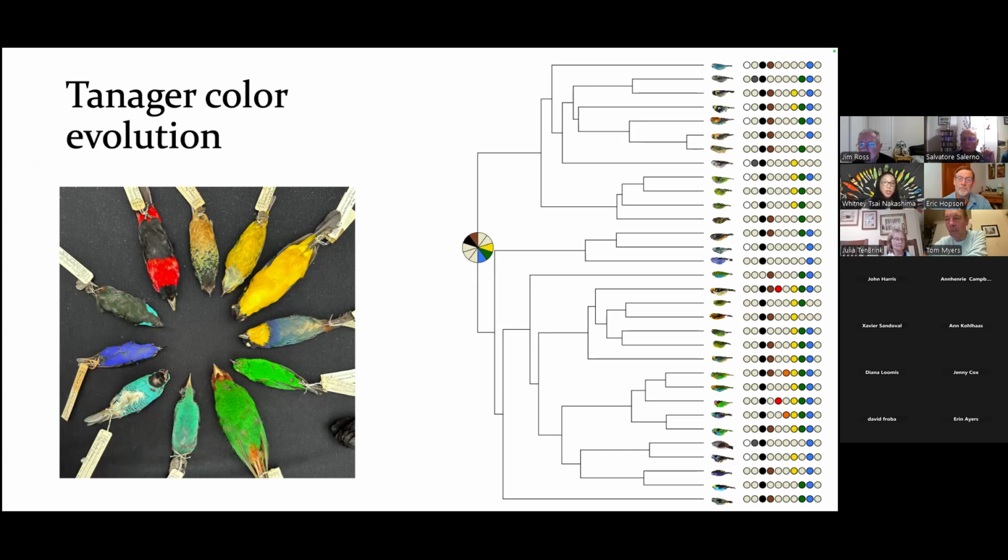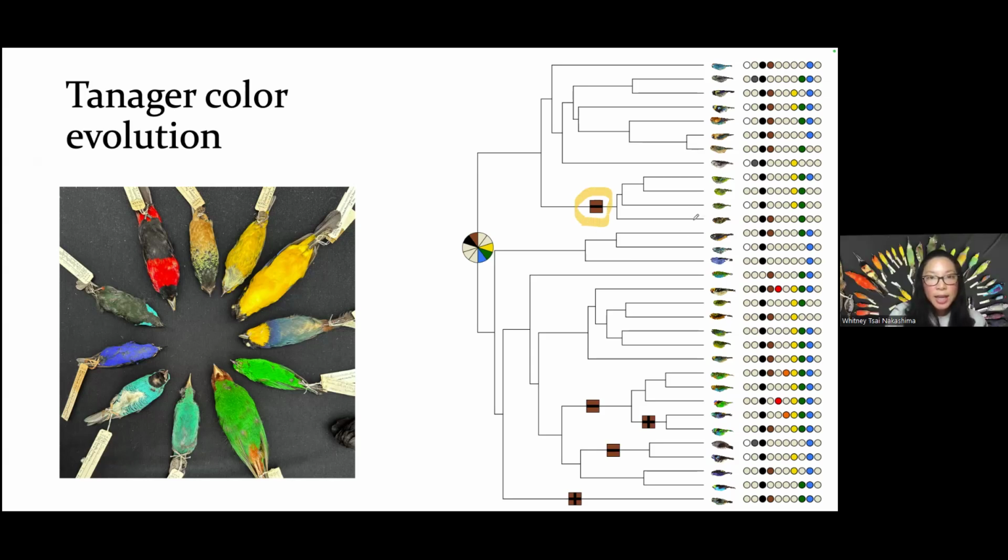And then what we can do is map where these colors have been gained or lost across our phylogenetic tree. And so here is an example of brown. We see that it's been lost in this lineage here, but then later it's been gained again here. And then we can also see that there's a gain of it in these lineages here. And we can do that for multiple colors.